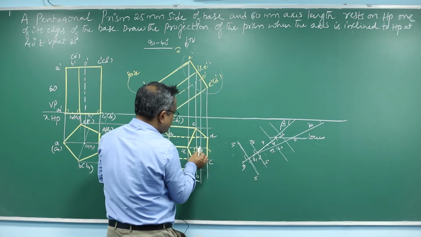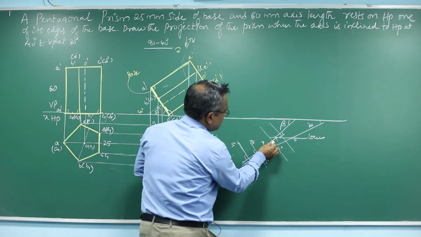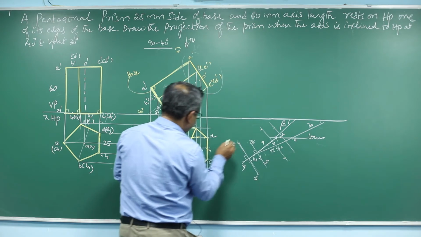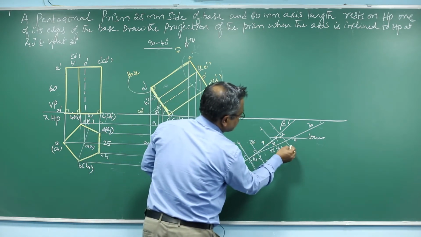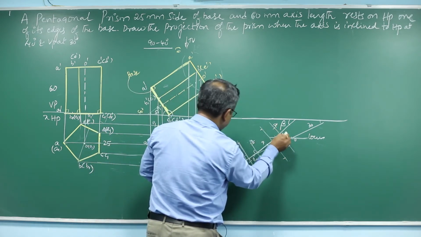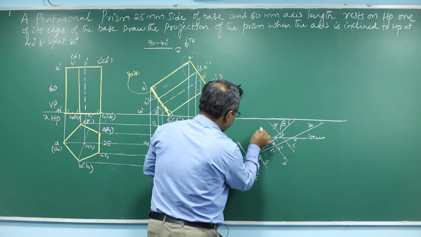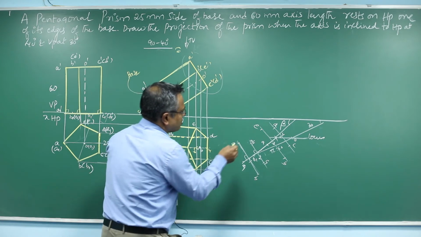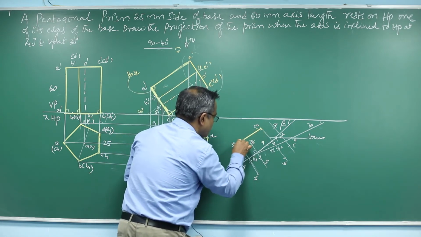Similarly, take the measurement of 3 to E and 3 to B, mark here, and also measure 4 to D and 4 to C with 4 as center, mark here. This is your D, C, and this is B, and this is E. So now everything is ready. Now you just simply join. I am joining all the points.